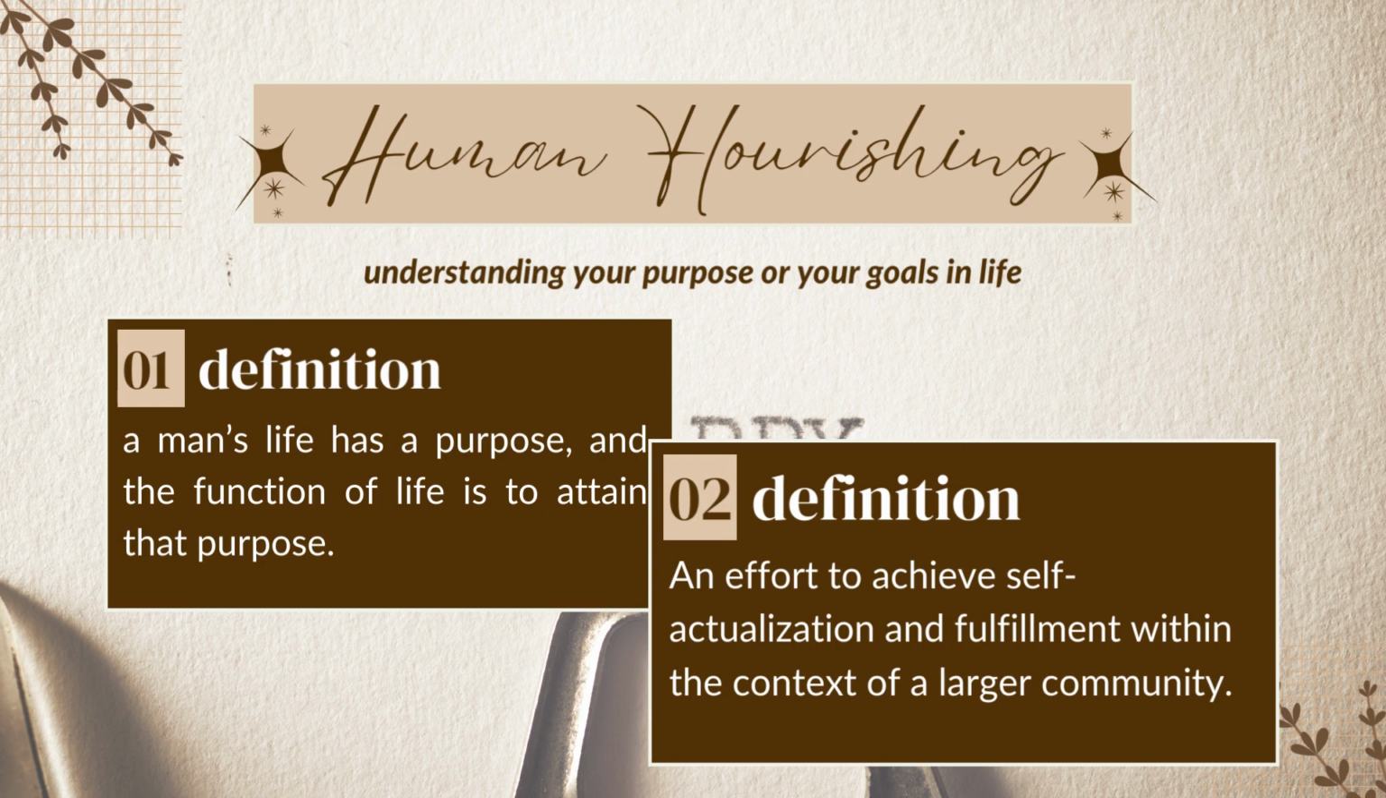If we are to define human flourishing, again, it's that a man's life has a purpose and the function of life is to attain that purpose. So, kumbaga, para siyang cycle, no? Meron tayong purpose, and the reason why we're living, according to Aristotle, is for us to attain that purpose. Okay? And it's a lifelong journey, okay, class. Hindi porket na-attain mo 'tong isang goal mo na 'to ay sasabihin na natin na forever ka nang flourishing, no.